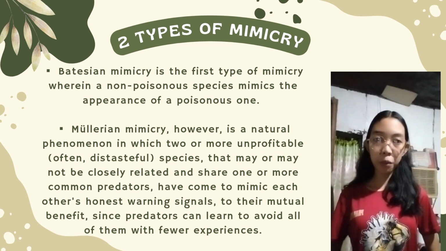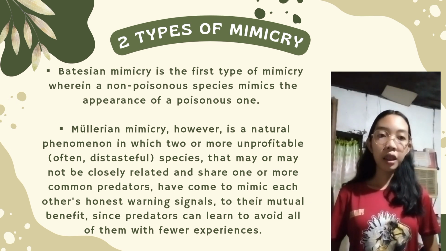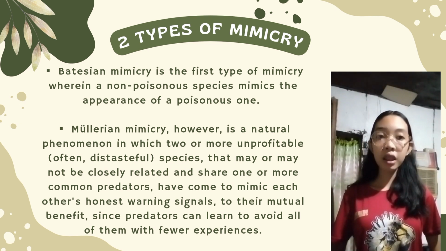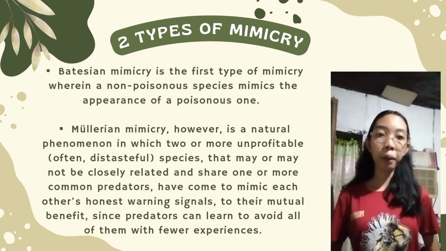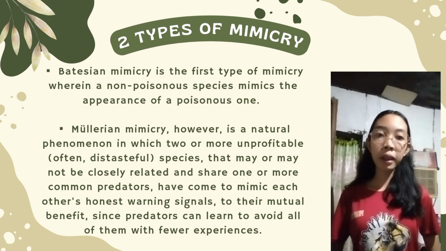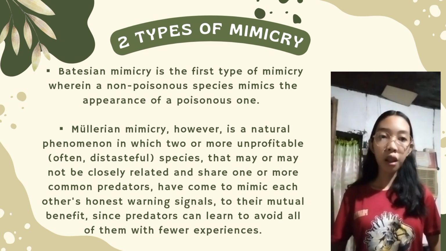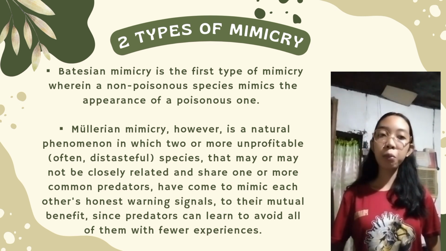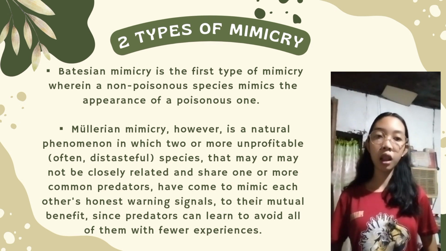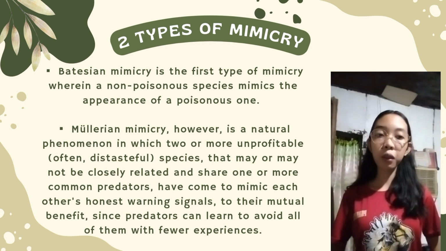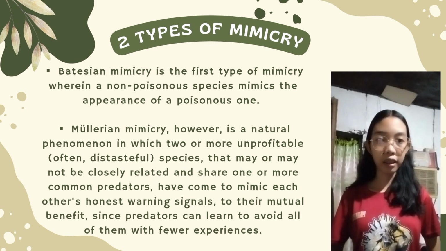So next is Mullerian mimicry. It is a natural phenomenon in which two or more unprofitable, often distasteful species that may or may not be closely related and share one or more common predators have come to mimic each other's honest warning signals to their mutual benefit, since predators can learn to avoid all of them with fewer experiences. It happens when two or more harmful or toxic species look similar to each other. This helps them all because predators quickly learn to avoid anything with that appearance.